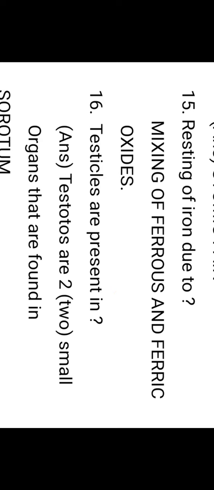The next question: rusting of iron is due to the mixing of ferrous and ferric oxides with oxygen. The iron reacts with oxygen and moisture, and forms ferric and ferrous oxides.